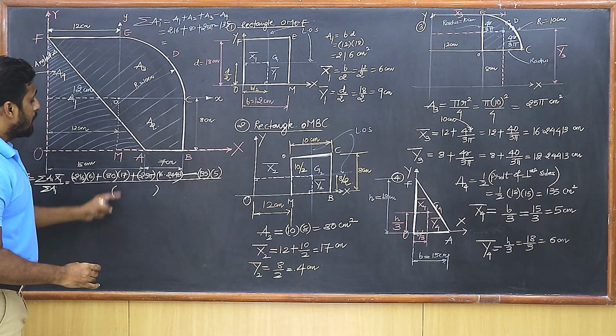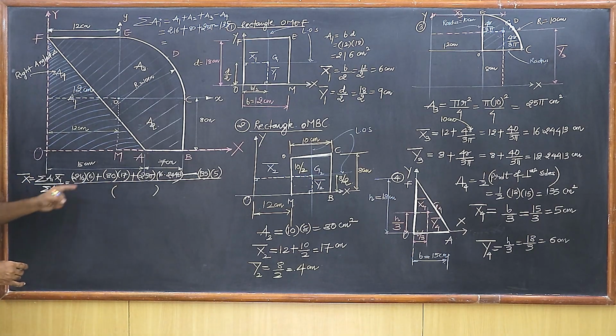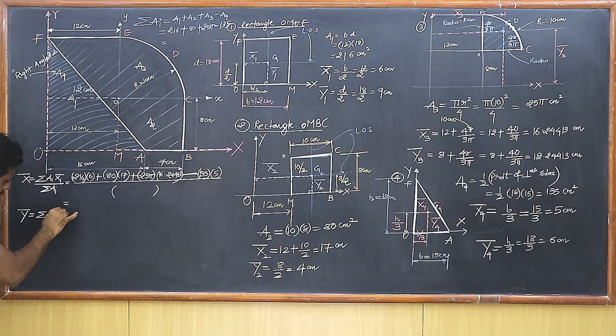Let's wait for some time. So that's the value for X bar. So I'm going to get my answer here. So let's write answer over here, X bar. Likewise, students, I'm going to get the value of Y bar also. It is going to be summation of Ai into Yi bar upon summation of Ai, isn't it?